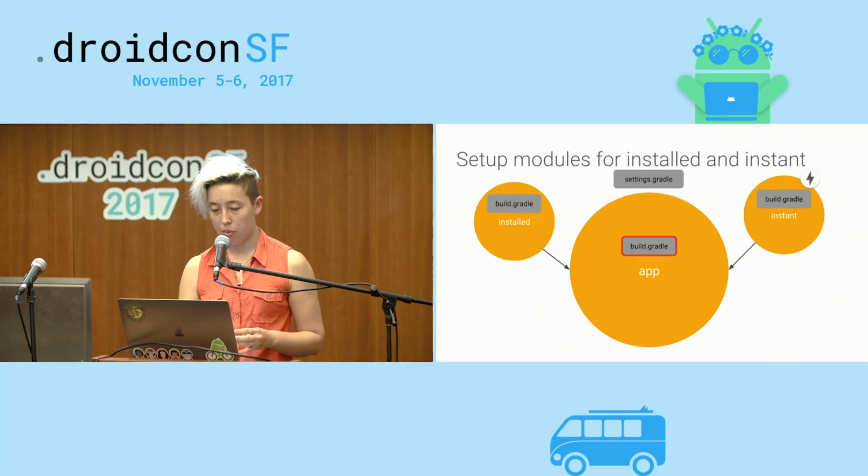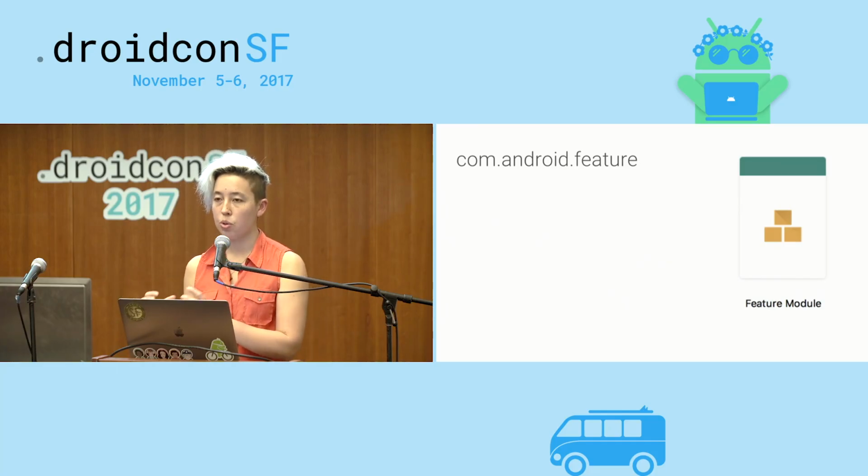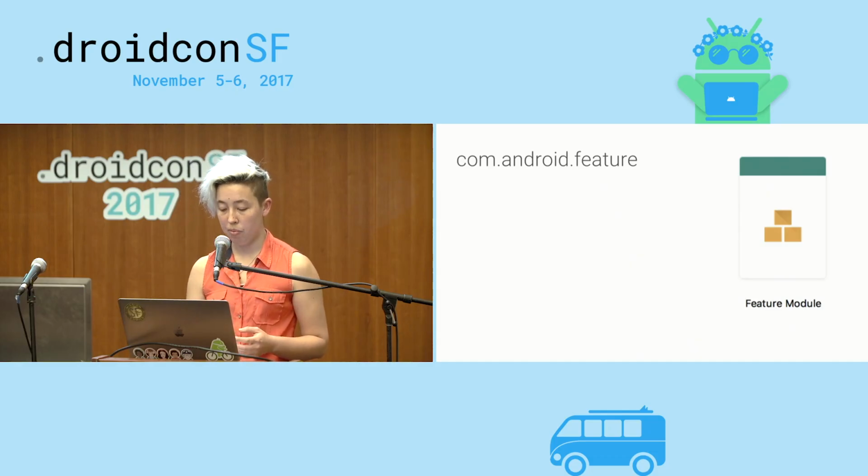Okay, and finally we'll take a look at what's going on in this app Gradle file. So the app Gradle file is going to now change from being an installed app module to what we call a feature module. And the feature module is also introducing a new type of plugin.